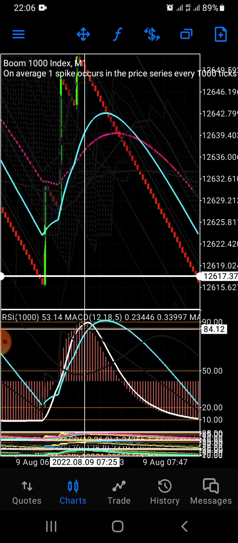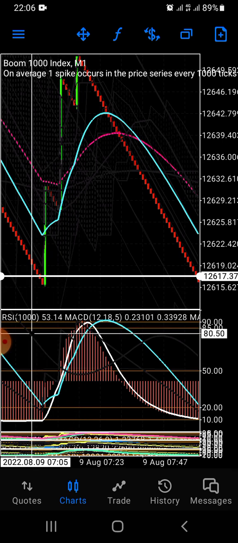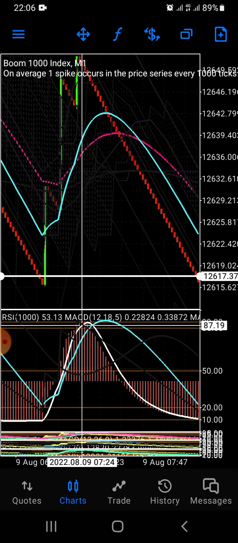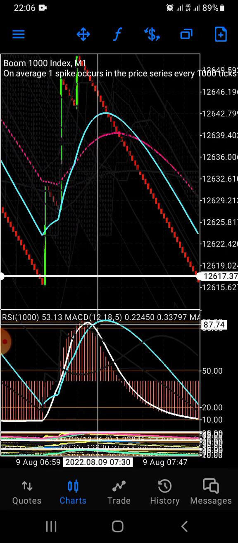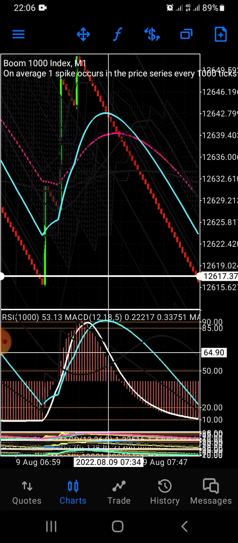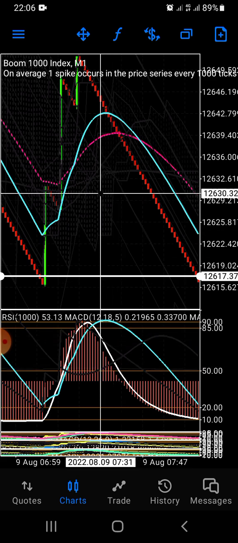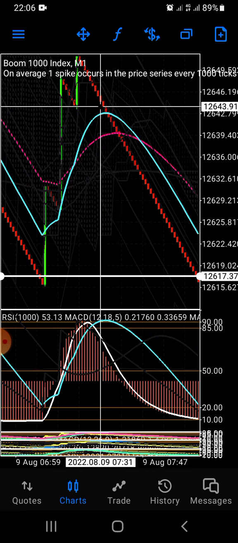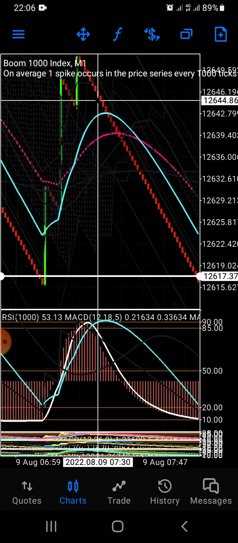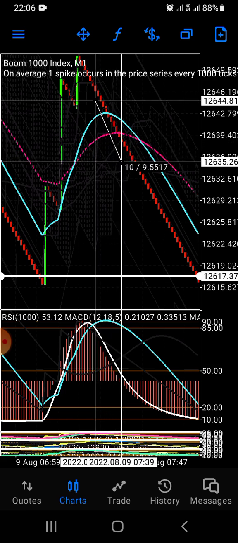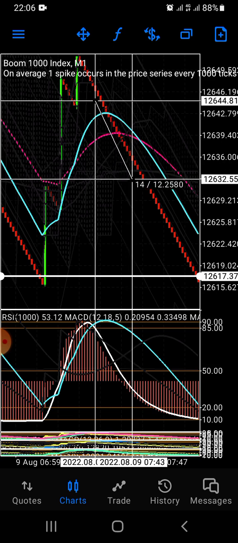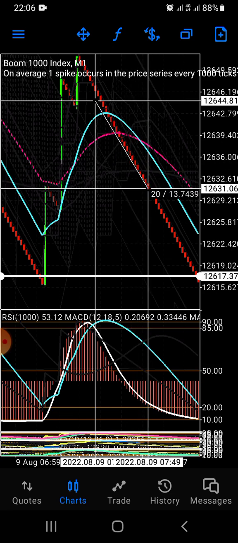So how does this work? We are looking for the white line to cross the blue one at the overbought region, coming downwards. So if you trace it back up, it's around here. This is not for catching spikes, it's for trading the ticks. So if you enter a sell from here and you TP when the white line touches level 20 on the RSI, which is around here, which is about, in this instance, 20 candles.